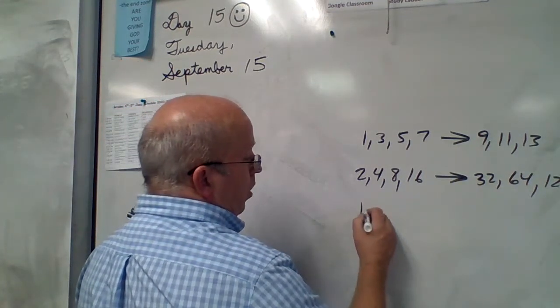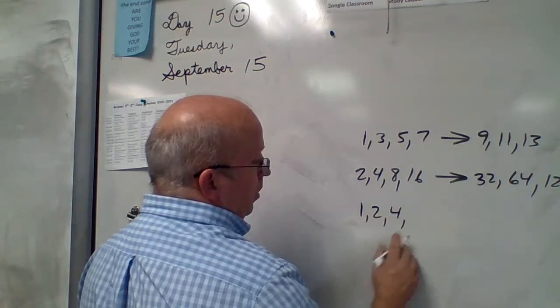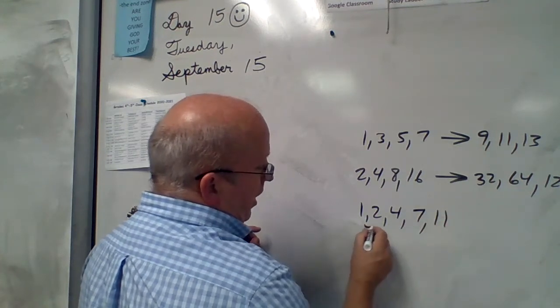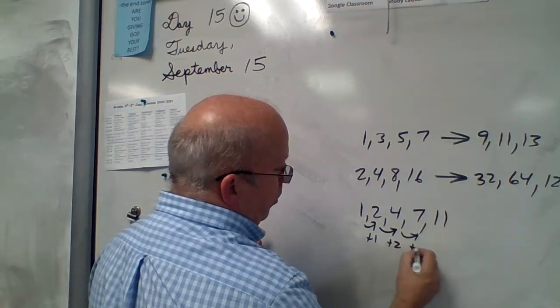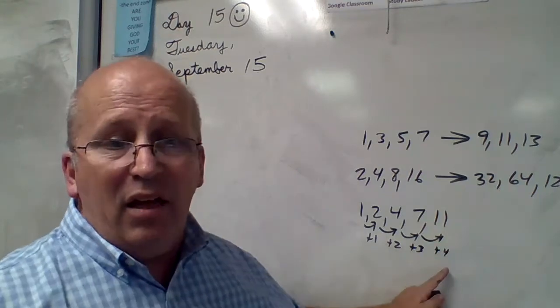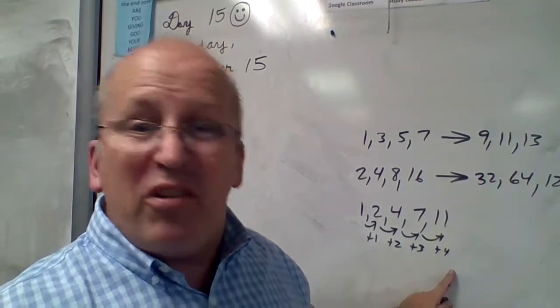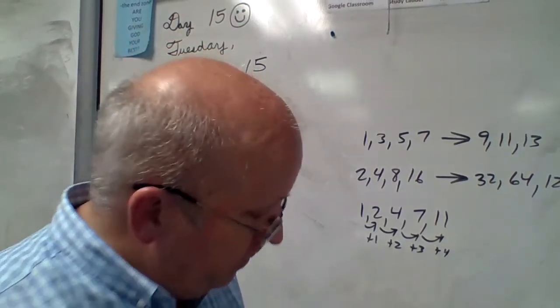Well, how about 1, then 2, then 4, then 7, then 11. I added 1, then I added 2, then I added 3, then I added 4. It's not adding the same number each time. It's increasing the value of each number each time. This would be a neither pattern.